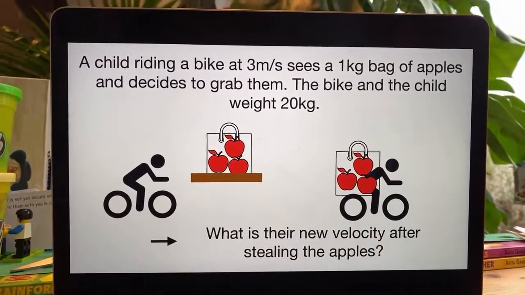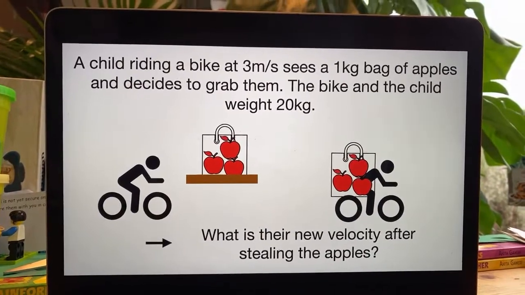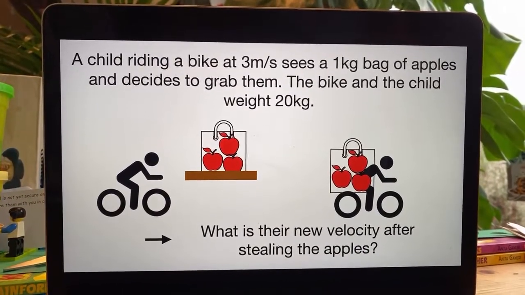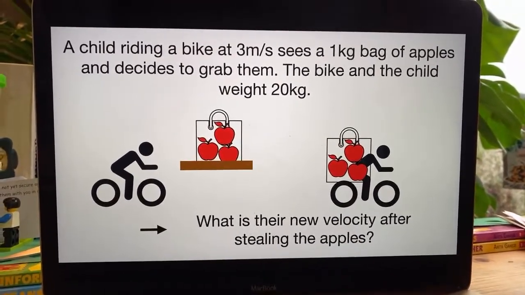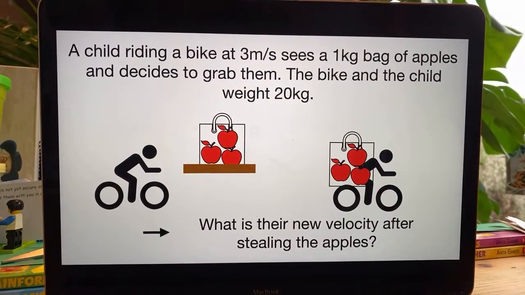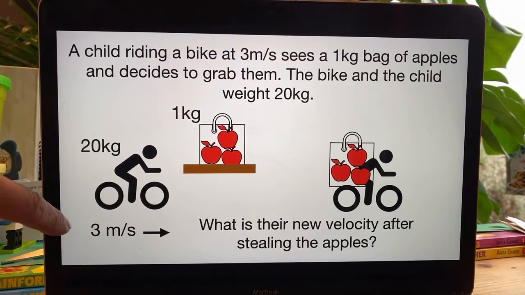A child riding a bike at 3 meters per second sees a 1 kilogram bag of apples and decides to grab them because, I don't know, it's the Victorian times. So the bike and the child together weigh 20 kilograms, okay? The apples weigh 1 kilogram. Child and bike together weigh 20 kilograms. The bike and the child are travelling at 3 meters per second. What is their new velocity after stealing the apples?